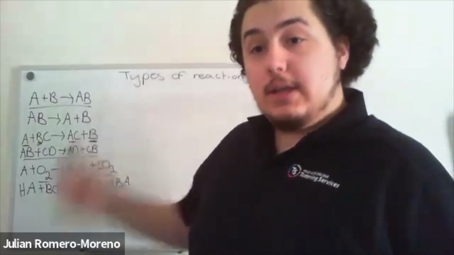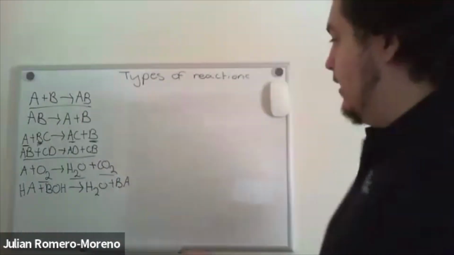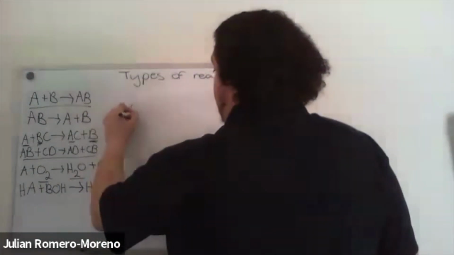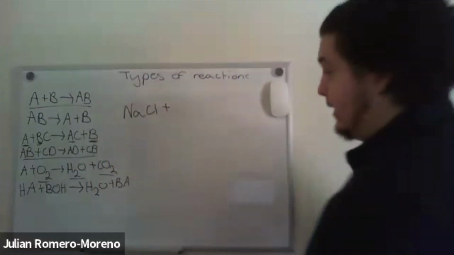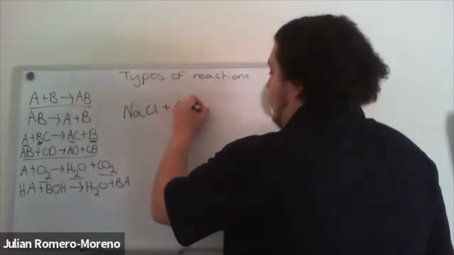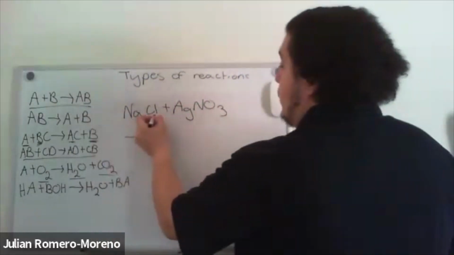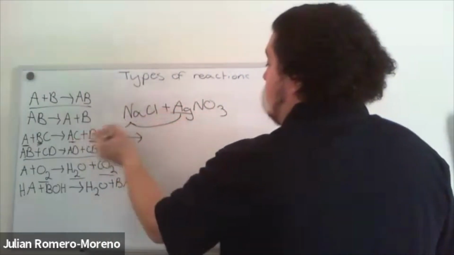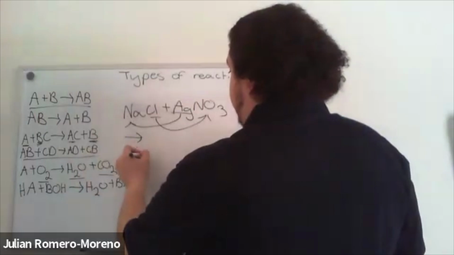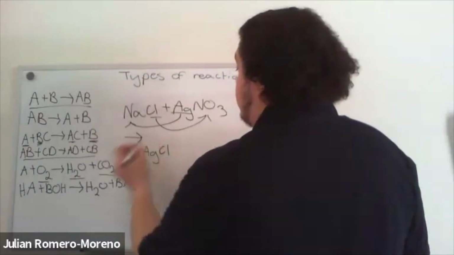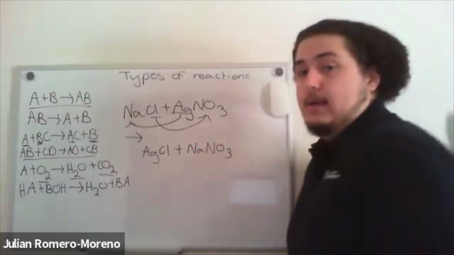Now the next version is double displacement. We often see this when we're dealing with ions in an aqueous solution. So for instance, NaCl, sodium chloride, plus silver nitrate, AgNO3, will react in a solution, and they will all swap places. So you will have a double displacement or double replacement, and so you'll end up with silver chloride plus sodium nitrate, just like that.